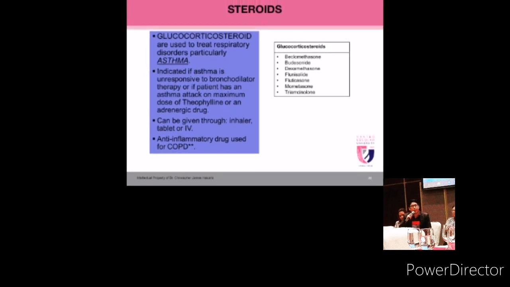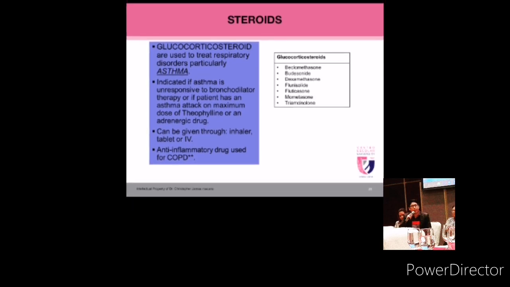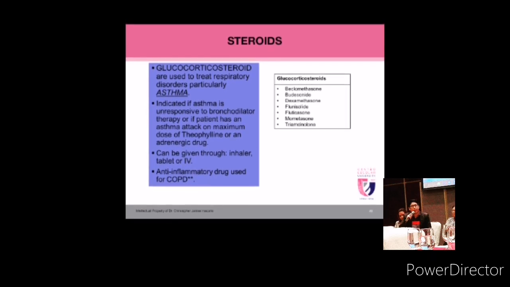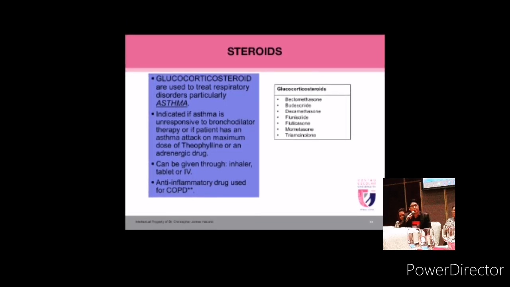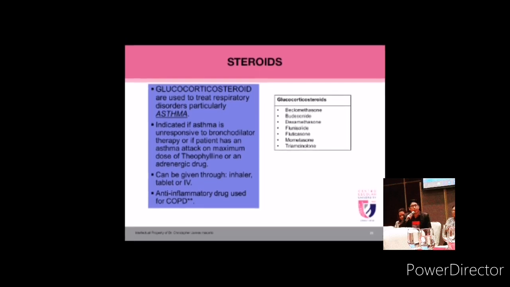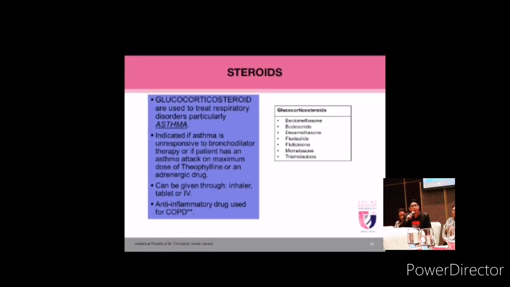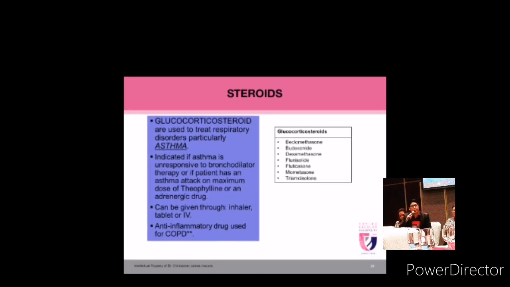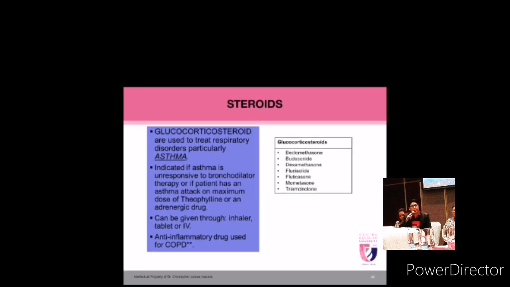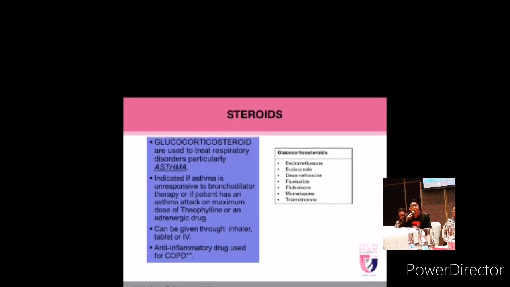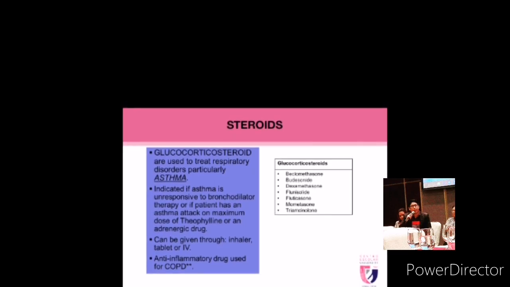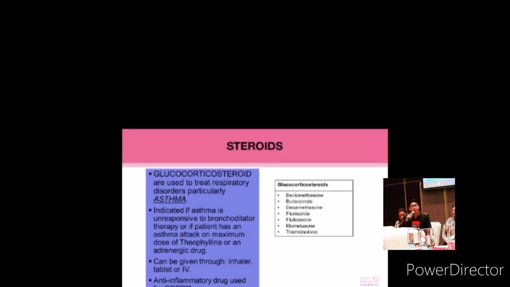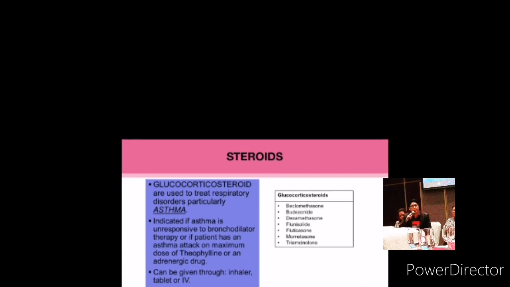It is indicated if asthma is unresponsive to bronchodilator therapy. Repeat, ulitin. It is indicated if asthma is unresponsive to bronchodilator therapy or if patient has an asthma attack on a maximum dose of theophylline or an adrenergic drug. This can be given through inhaler, tablet or IV, and anti-inflammatory drug used for COPD. So these are the list of your glucocorticosteroids.